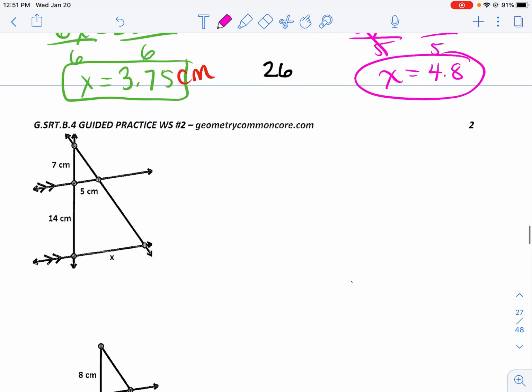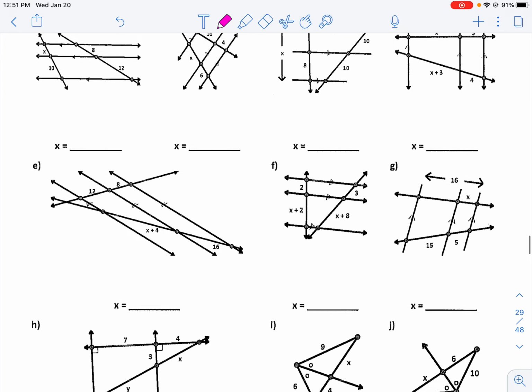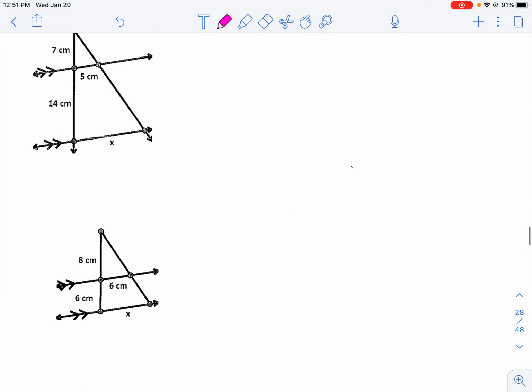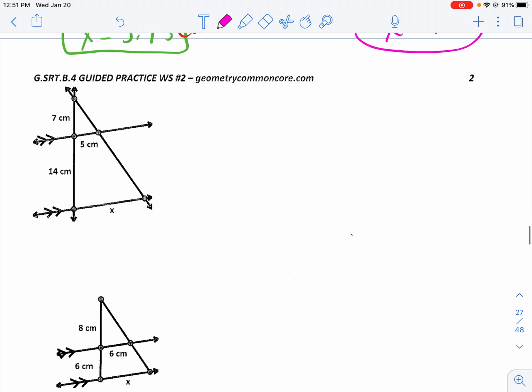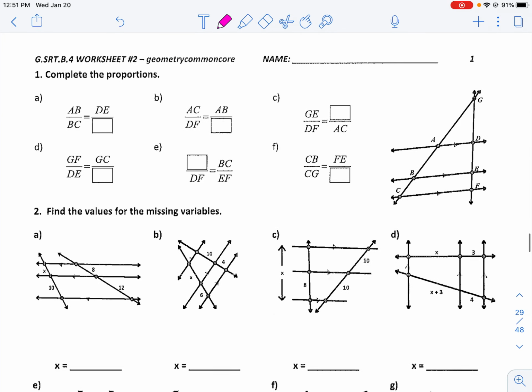All right, I think that we are going to do another day of page 27 for you guys, but actually 27 would be a perfect one for you guys to do for review, I think. Let me just double check.